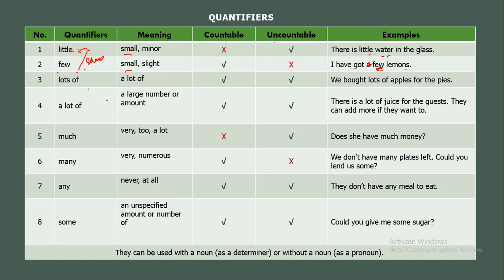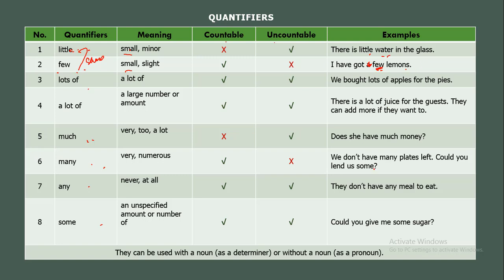And lots of and a lot of are just the same, only slightly different. Lots of is lesser than a lot of. The grammarians also mention much and many. Much is used for uncountable nouns, many is used for countable nouns, and any is used for both, and some is used for both. But when we are dealing with this one, we have to remember there is a lot of this.